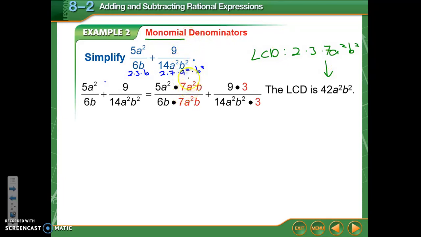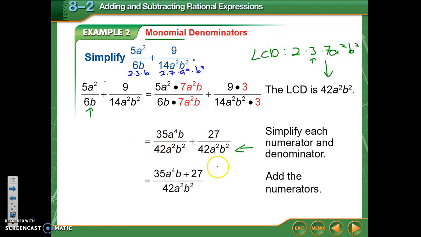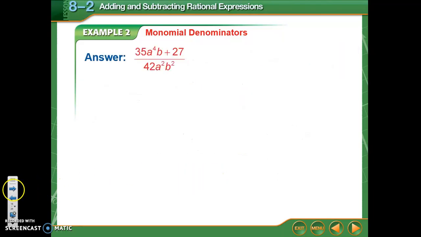So now I have to ask myself, what do I need to multiply 6b by to get 42a squared b squared? Meaning, what factors am I missing? Well, I already have 2 times 3, which is 6, and I have a b, so I'm missing 7a squared b. So I do that on numerator and denominator. My other denominator is 14a squared b squared. All I'm missing is the 3, so I multiply by 3 over 3. Because remember, we're not changing the value because I'm multiplying by something that's equal to 1. So I simplify. I do the multiplication, which you can see here, and then my denominators are now the same. So I can add them into one single fraction, which looks like this. And that would be my final answer.